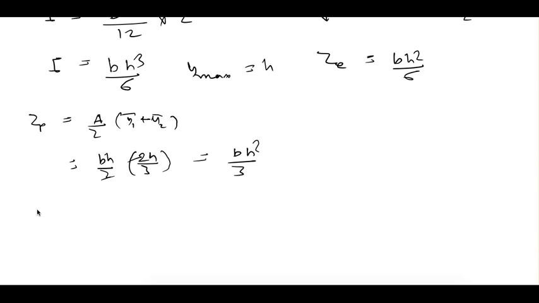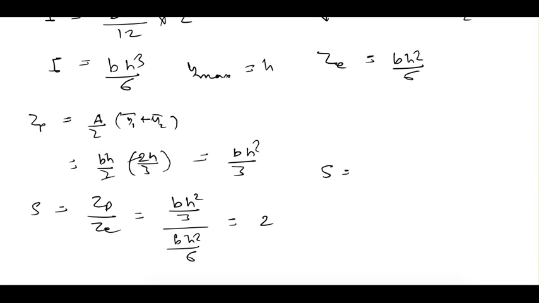So from here shape factor is equal to Z plastic upon Z elastic, that is equal to b h square by 3 divided by b h square by 6, and from here it is equal to 2. That is, shape factor here is equal to 2.